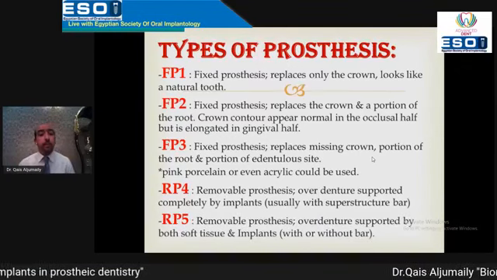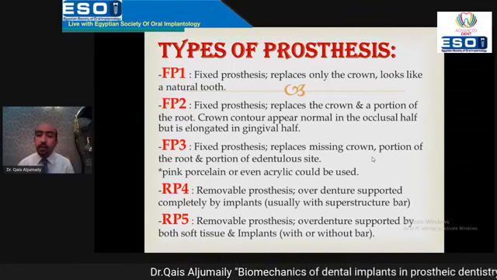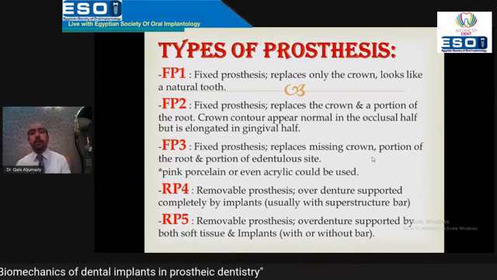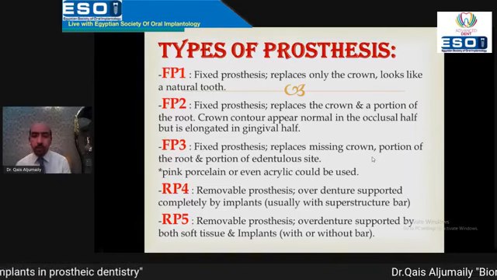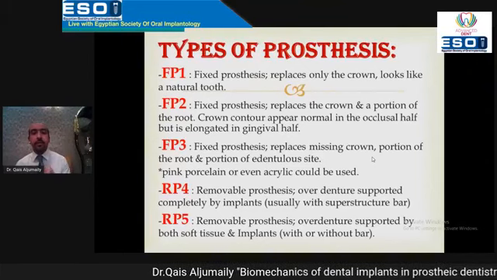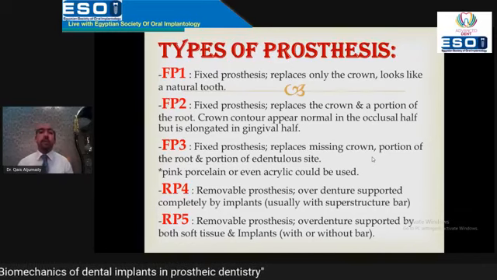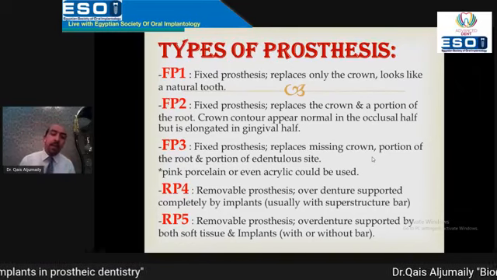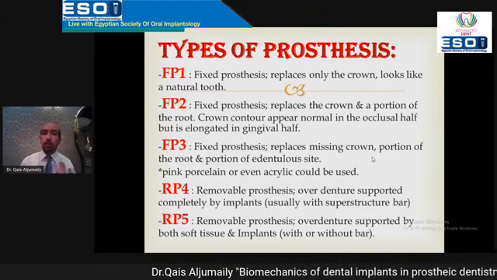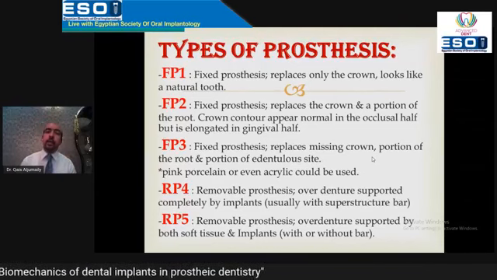Type 5, RP5. It's a removable prosthesis, or it's an overdenture, partially supported by dental implant and partially supported by residual ridge. For example, we can use an implant just in the anterior area, especially in the lower arch, and then the posterior area will be supported by the residual ridge, the soft tissue, and the underlying bone. So these are the 5 types of prosthesis that could be used in the dental implant.